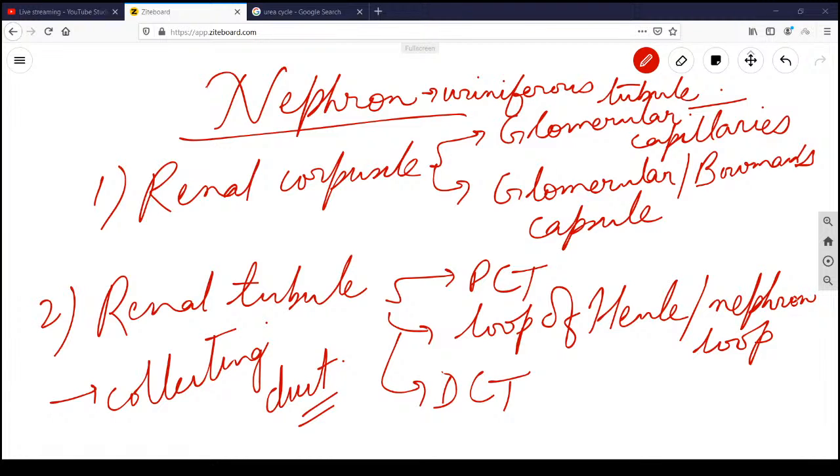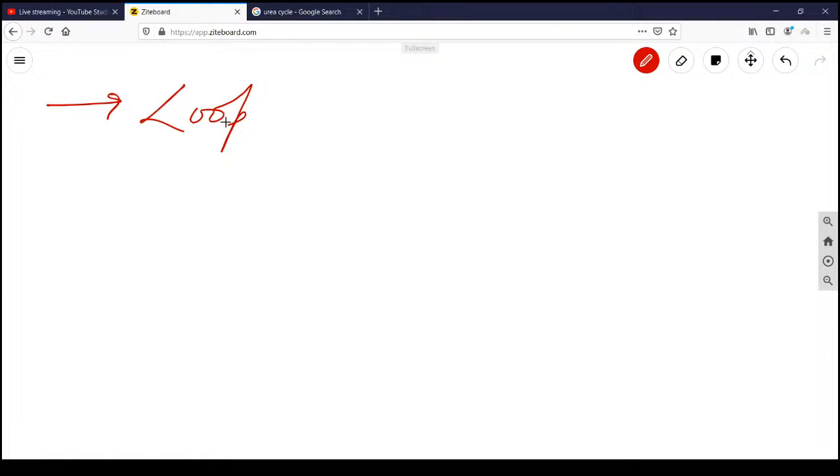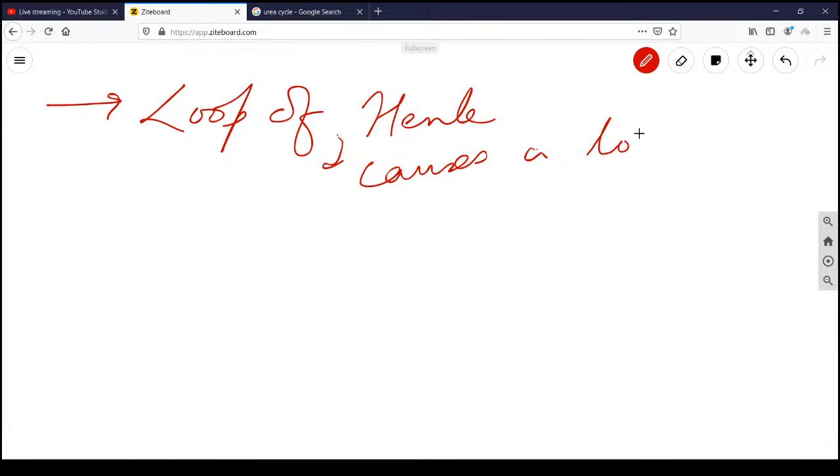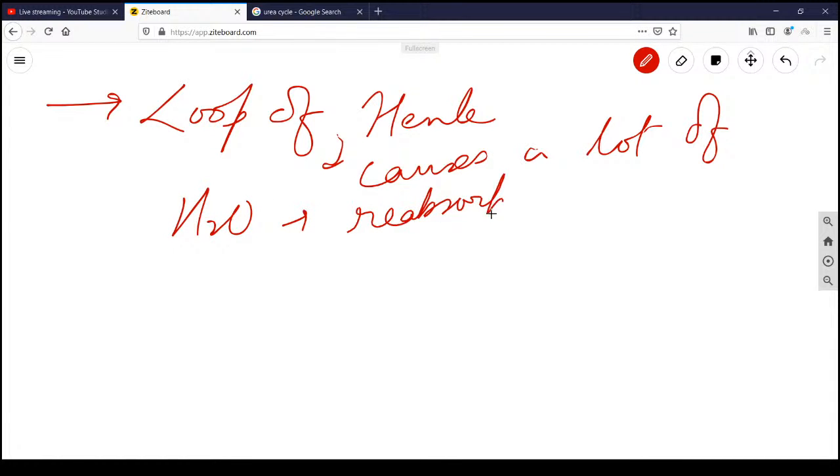Okay, so what will happen is the loop of Henle creates a very high concentration gradient, that I told you, of salts in the tissue fluid in the medullary region or the medulla of the kidney. So this causes a lot of water to be reabsorbed. Know it very carefully, to be reabsorbed from the fluid in the collecting duct as it flows through, now producing very concentrated urine and preserving water for the body.